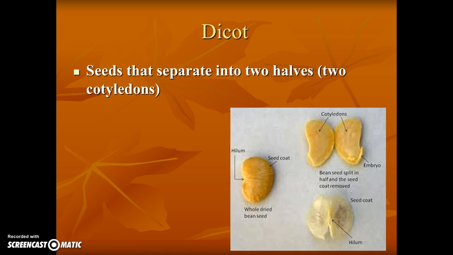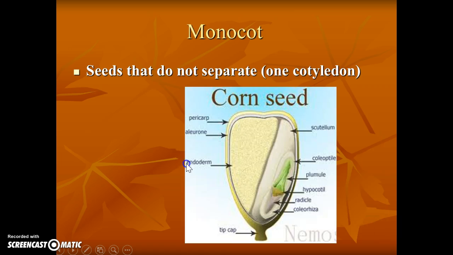Dicot, or you've seen it as dicotyledon, is when seeds separate into two halves very easily, like the bean seed does here. That's considered a dicot or dicotyledon. Di means two, so it splits into two halves. Therefore, we call it a dicot or dicotyledon.